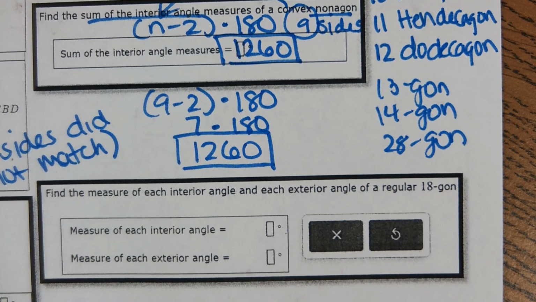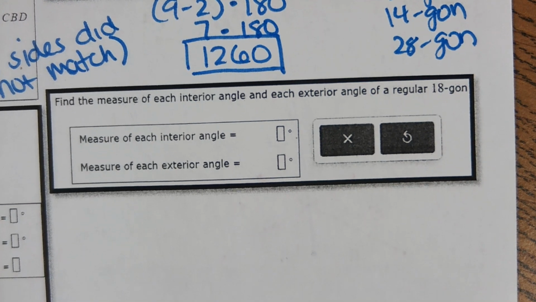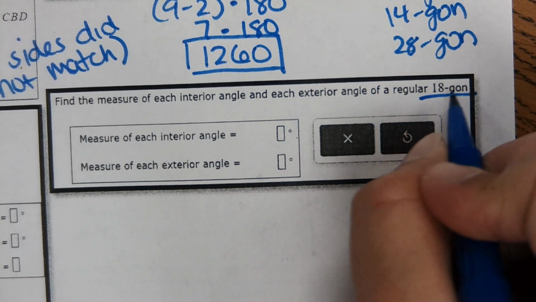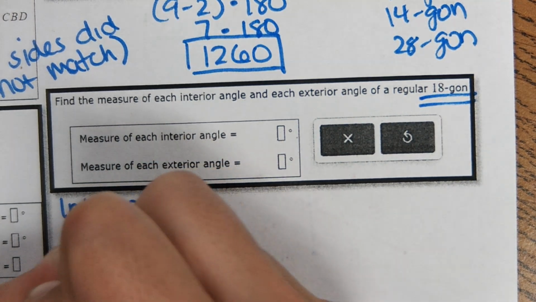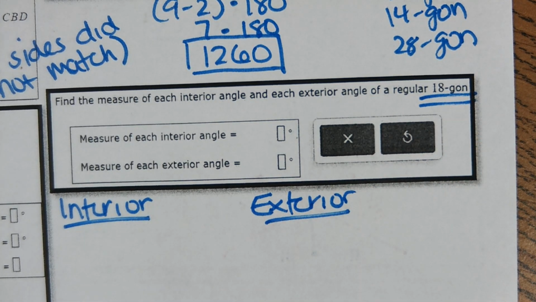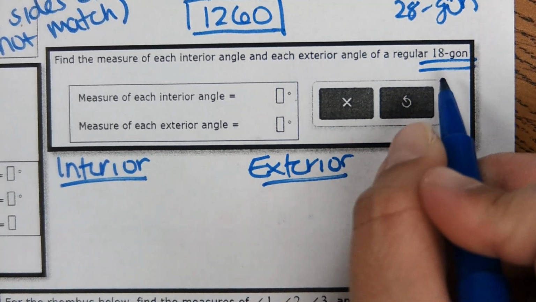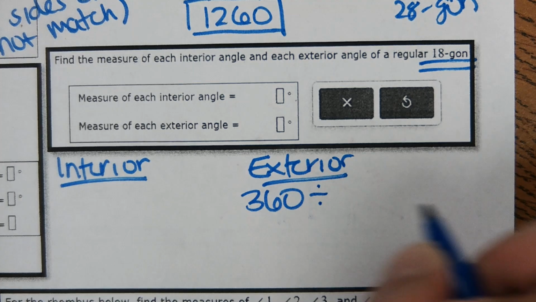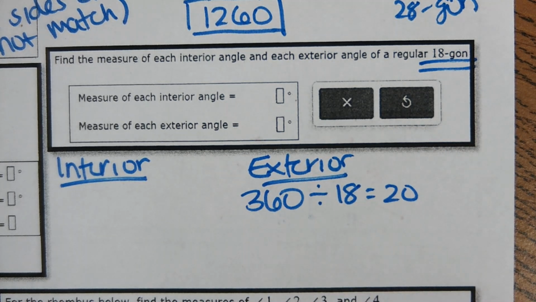Okay, and then building on that, it says find the measure of each interior angle and each exterior angle of a regular 18-gon, so 18 sides. And it needs both processes, so we're going to have a section for interior and then a section for exterior. Label it so that you know which process to do for what. Exterior angles of any polygon add to 360. So you can just take 360 divided by 18 and you'll get each exterior angle, which in this case is 20.